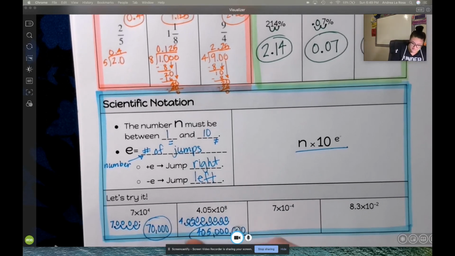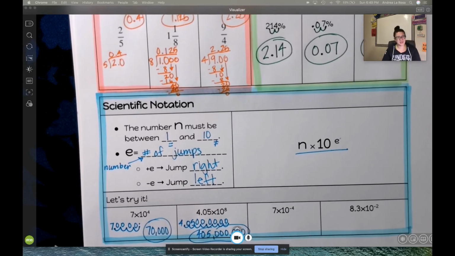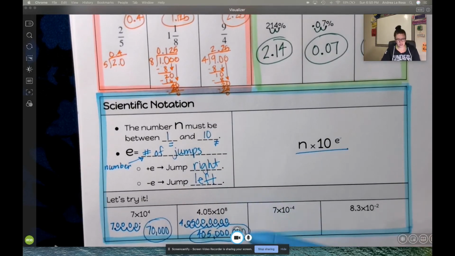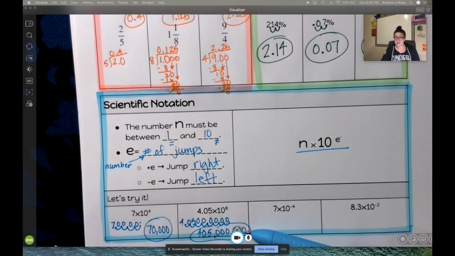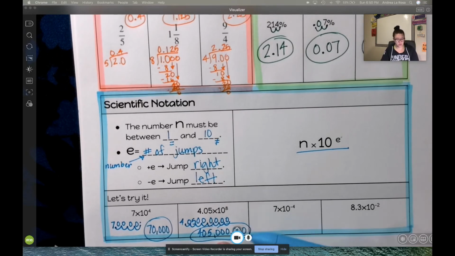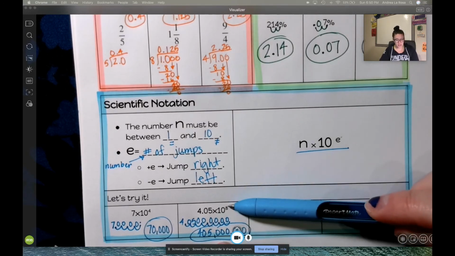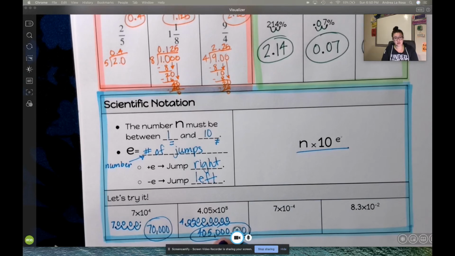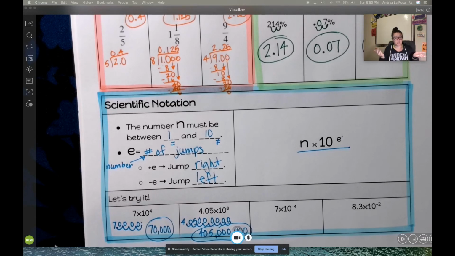405 million. Sometimes people think that the exponent is the number of zeros on the end, but that's not true. This one, our exponent's 8, but we only have 6 zeros at the end. So make sure that you're really checking to see that you moved the decimal and not just added zeros.